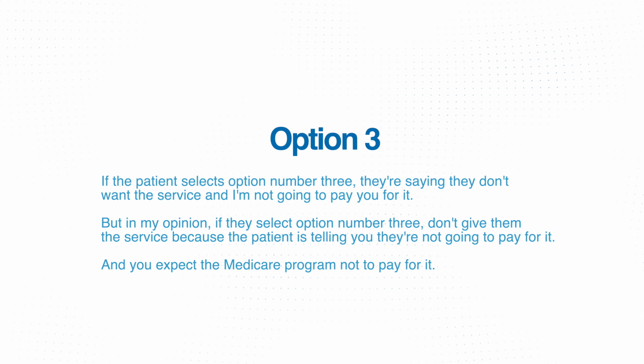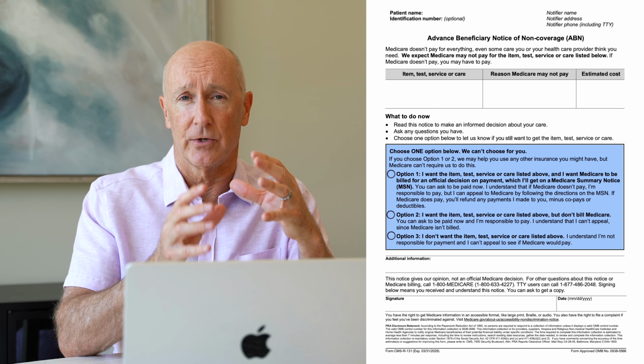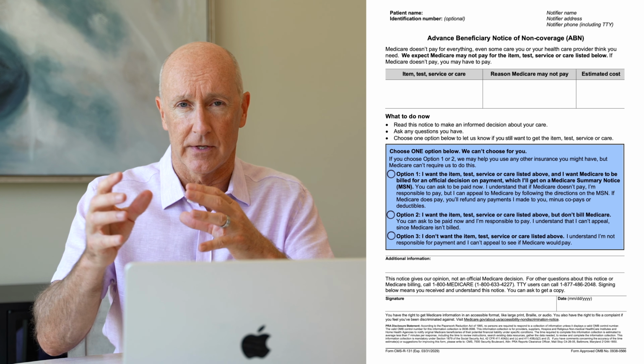If the patient selects option number 3, they're saying they don't want the service and I'm not going to pay you for it. Well, in my opinion, if they select option number 3, don't give them the service, because the patient is telling you they're not going to pay for it and you expect the Medicare program not to pay for it. So you're giving the patient a choice. They choose not to have that service, that item.